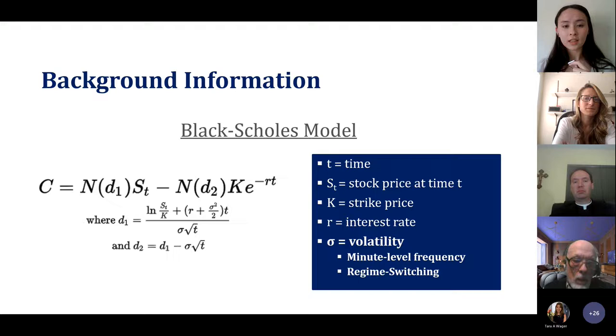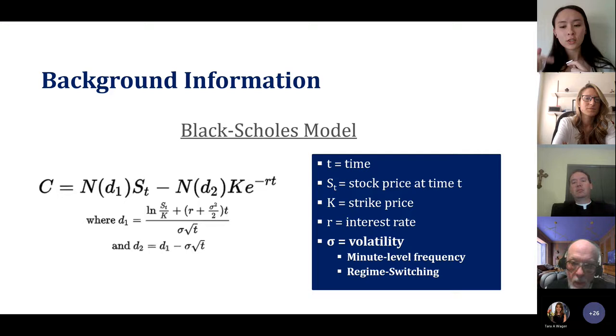It produces the theoretical fair value of an option based on these parameters: time, the stock price at the time, the strike price, which is basically the price at which the option can buy or sell the stock. Then we have our interest rate, and most importantly, the volatility, the parameter that we're using in order to conduct the regime switching.